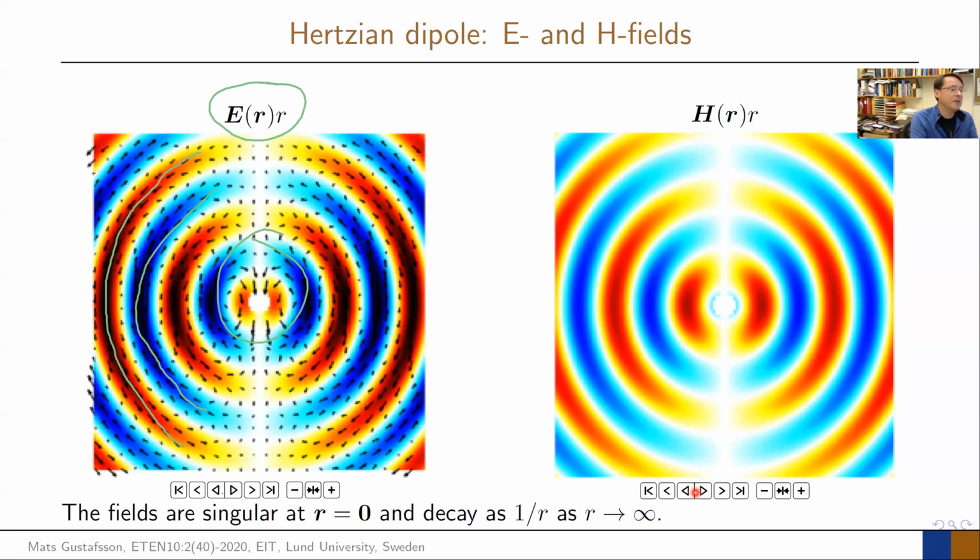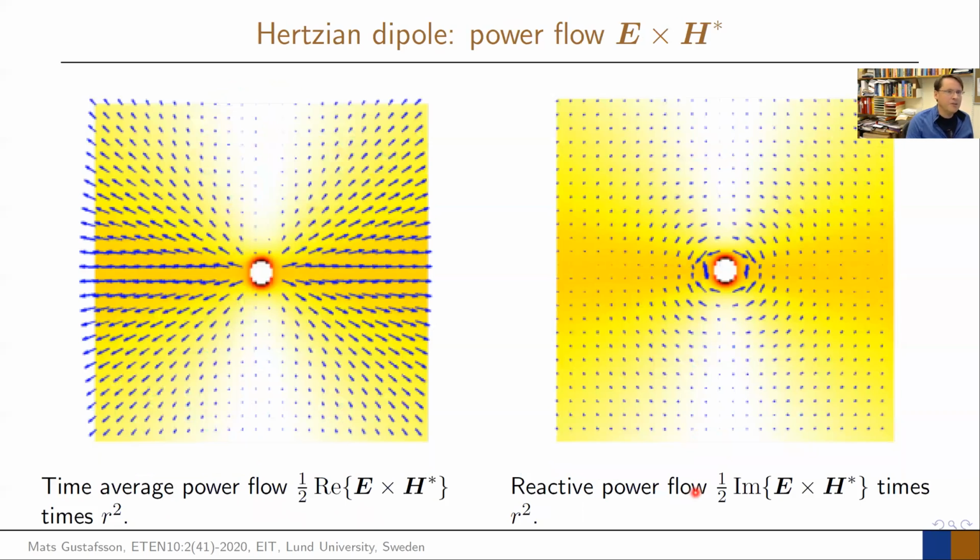This is the full field that is calculated in this case. So that's how the field looks. If we look at the power flow, what is the power going from this dipole? Here we can look at the real part of it, which is the active power flow, the one that propagates something. You can see that all arrows basically point outwards. They go always away from the antenna. So the power tries to disappear from the antenna.